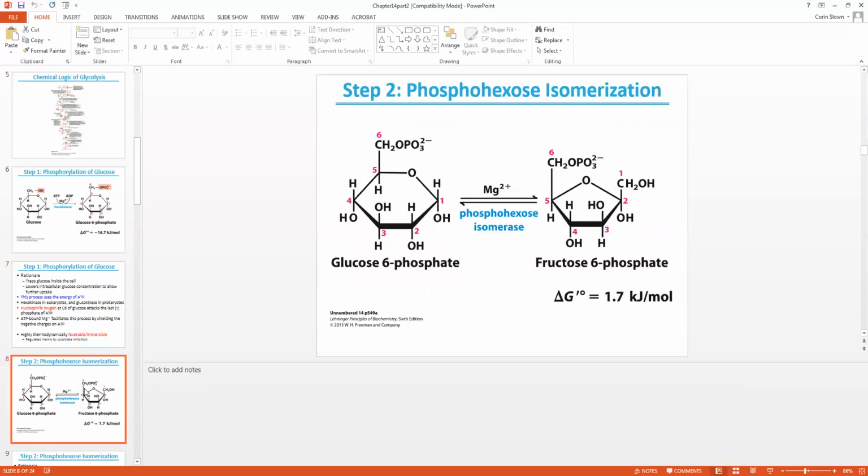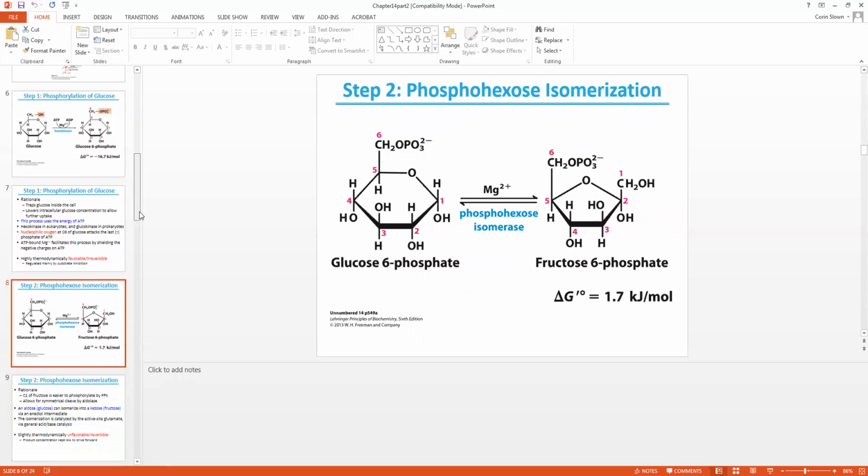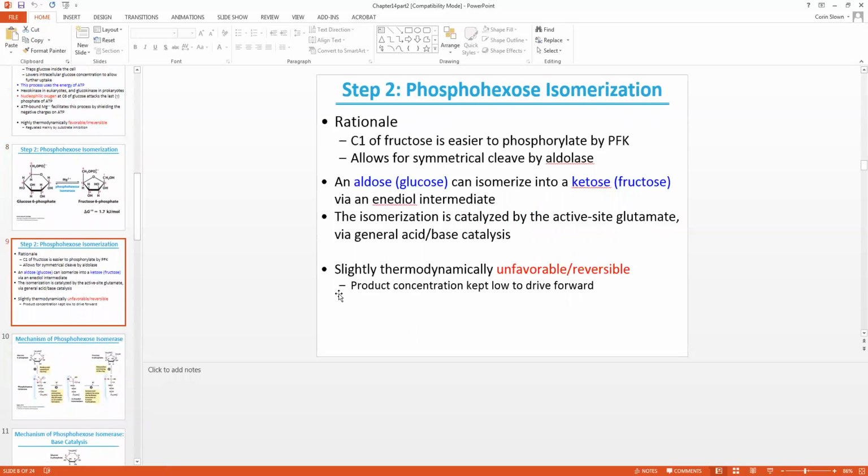If I look at step 2, this is the phosphohexose isomerization. So this is converting glucose 6-phosphate to fructose 6-phosphate. Again, this has a positive delta G. The rationale here is that the C1 of fructose is easier to phosphorylate by PFK. This allows for symmetrical cleavage by aldolase.